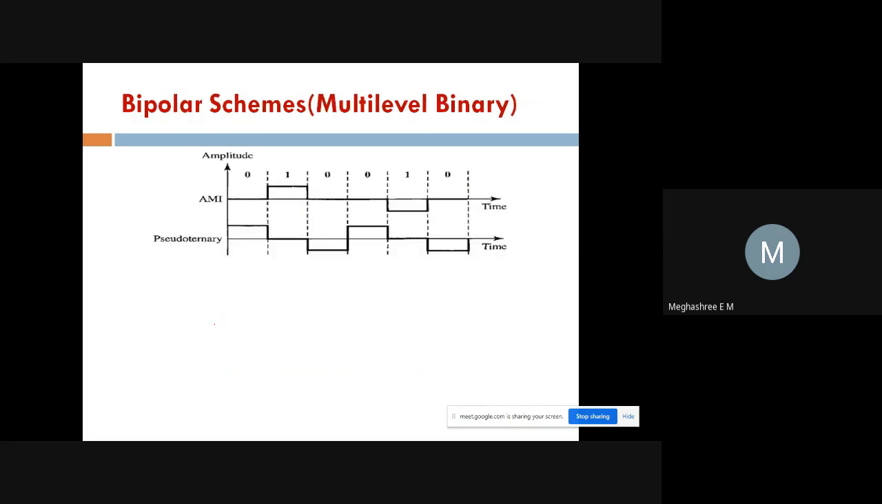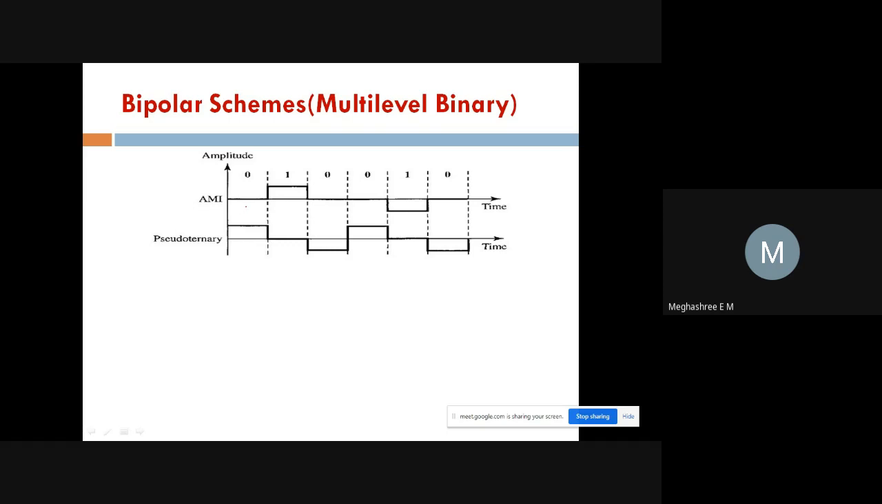Okay, that is all about biphase. And the last type under the line coding scheme is the bipolar scheme. Bipolar scheme is also called multi-level binary. Here also three values are followed: 0, positive and negative. Do remember. In bipolar scheme, it follows three values. One is zero, another one is positive, another one is negative.